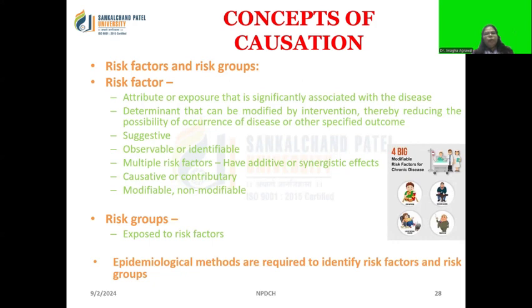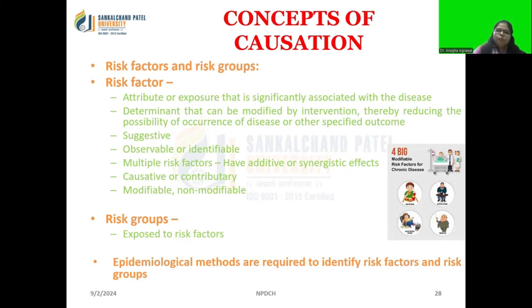Epidemiological methods are required to identify risk factors and risk groups. Why so? Because if you identify and eliminate these risk factors, the burden of disease that you can find in the community can be lessened, and it is always easier to prevent a disease than to cure the disease. Cure is always more tasking, more painstaking, and more expensive as compared to prevention.